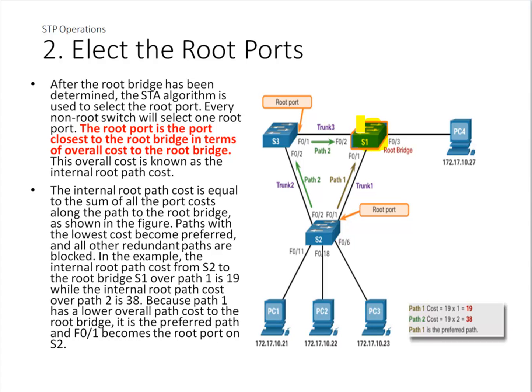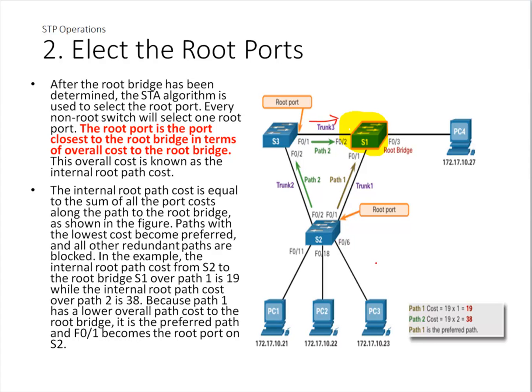So I just mark it in yellow color. Now from this, I'm going to have different paths. For example, if you take S3 to S1, there is only one path, so we can directly calculate the cost based on the speed of fast Ethernet 0/1.